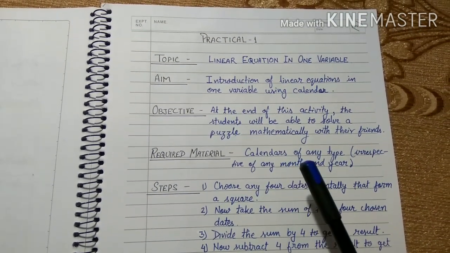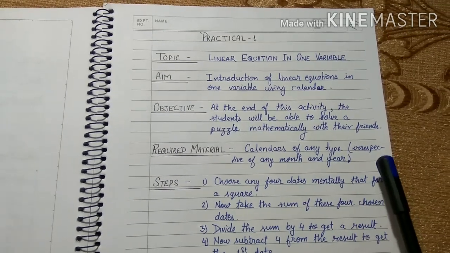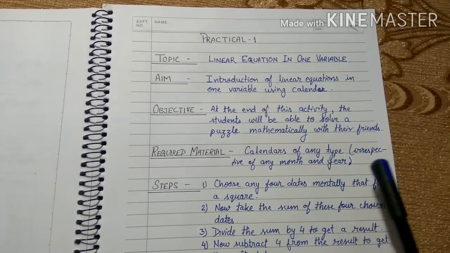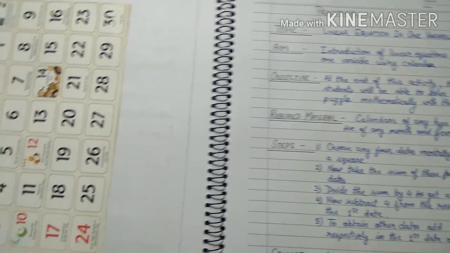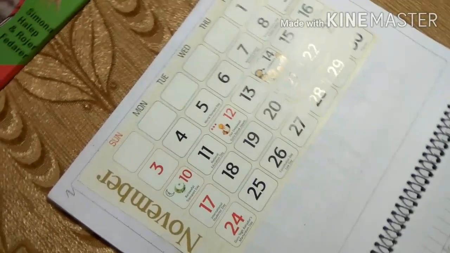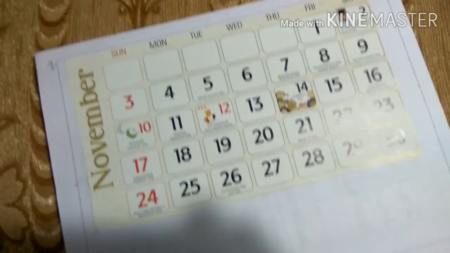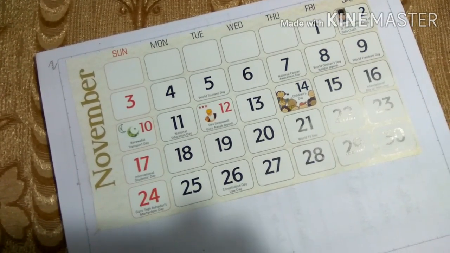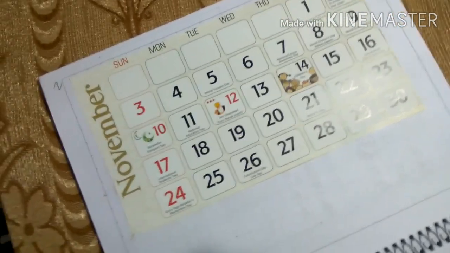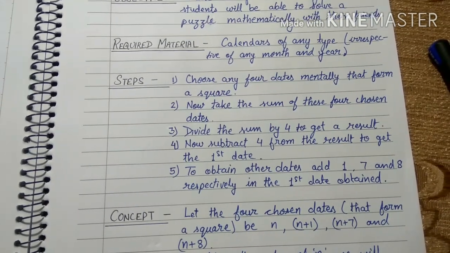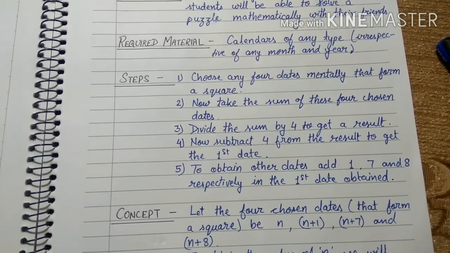Calendars of any type, irrespective of any month and year. As I have taken here, a calendar of November month. Okay, so you have to take any month. What are the steps involved in this activity?